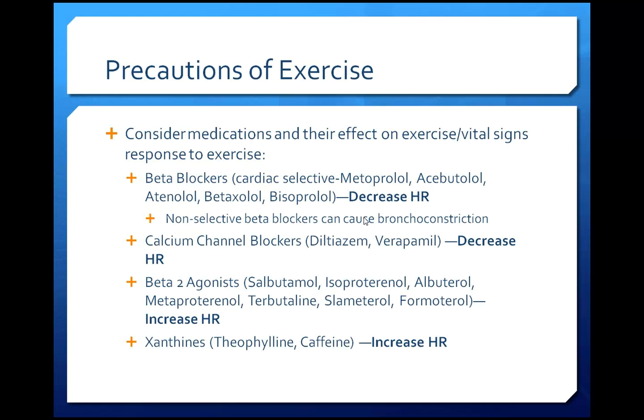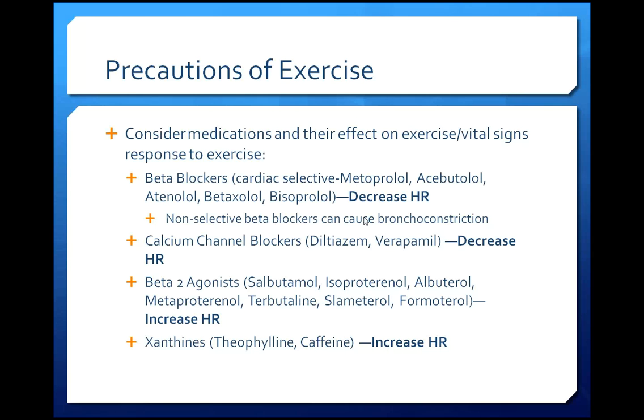You also need to consider medications and their effects on exercise and vital signs. The people I look out for that are very common are beta blockers. Most common ones I see in the clinic are cardiac selective beta blockers like metoprolol, atenolol, bisoprolol. Those are the three most common ones I see. There are also beta blockers that are non-selective. However, those can cause bronchoconstriction. So someone that has COPD or any kind of pulmonary disease may not be prescribed other types of beta blockers.